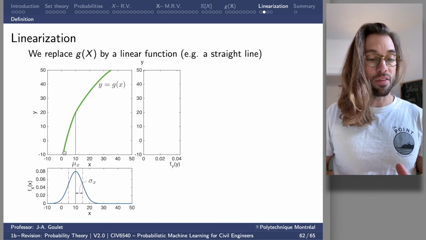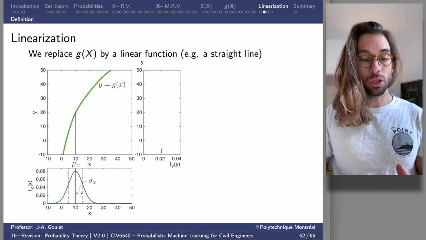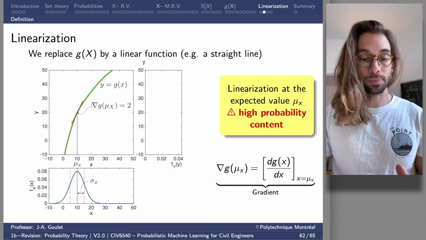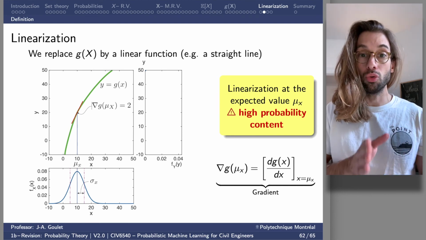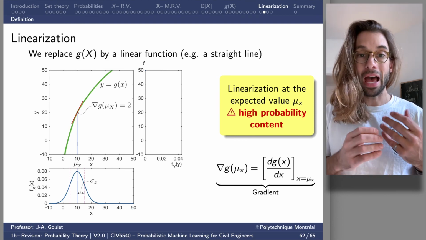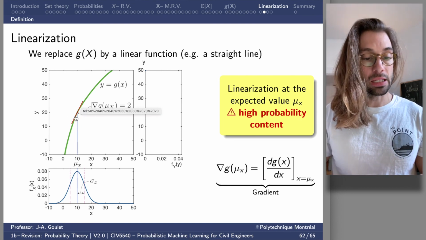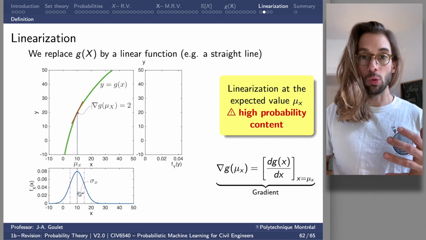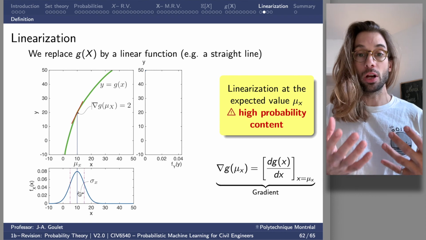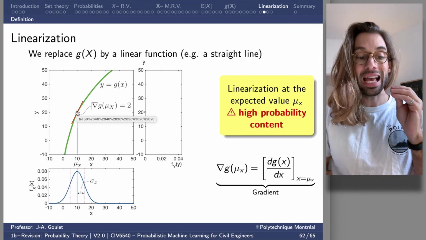Okay, so let's assume we have a nonlinear relationship between x and y, and we know the PDF f of x. So we want to define what the PDF f of y is going to be. In that case, if we don't want to apply the change of variable rules that we've seen earlier, we want an approximation that's going to be quick. What we're going to do is linearize our function at the expected value of x. Why? Because we want to minimize our approximation error. So we want to linearize at the point where we have the highest probability content.